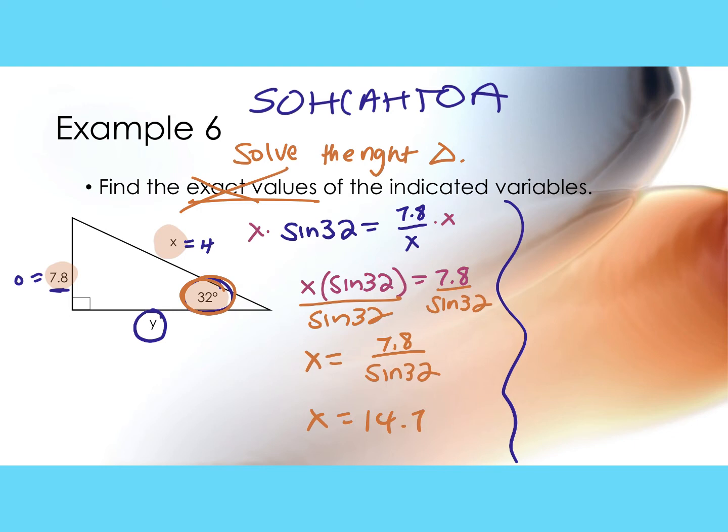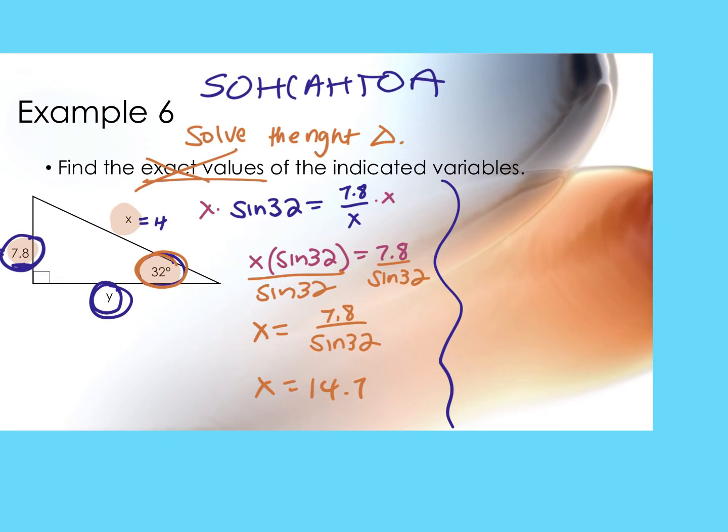You rounded the value or you got it wrong. It's not as accurate, right? So you always want to stick to the one that they gave you and then the side that you're looking for. So now 7.8 is opposite 32 and y is adjacent. Which trig function am I going to use? Good. So tangent of 32 would equal opposite, which is 7.8, over y.